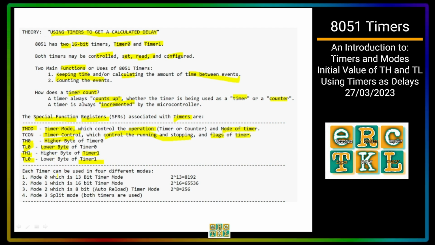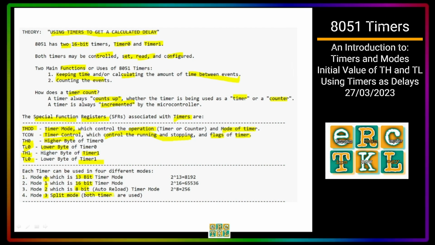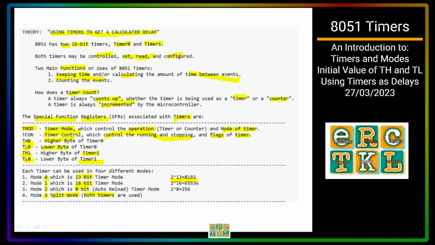Now, each timer can be used in 4 modes. As I have said, we have mode 0, mode 1, mode 2, and mode 3. Mode 0 is 13 bits. Mode 1 is 16 bits. And mode 2 is 8 bits. And mode 3 is split mode, so you can use both the timers at the same time. Now, for mode 0, if you calculate 2 to the power of 13, it will be 8192. Mode 1, 2 to the power of 16, that will be 65536. This is important in the calculation.